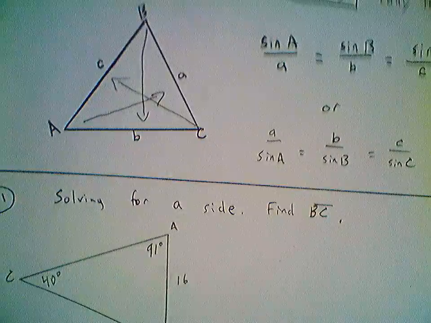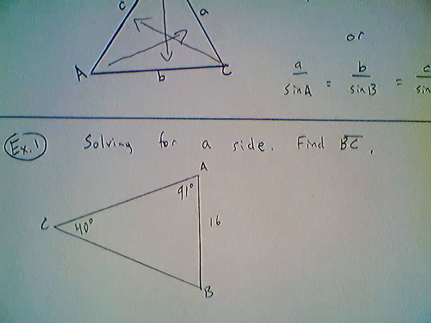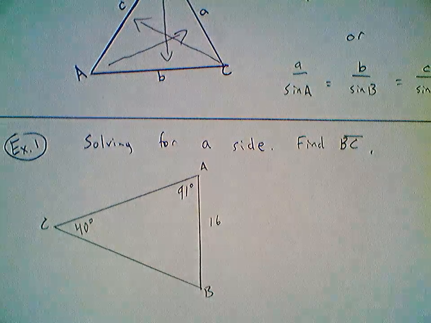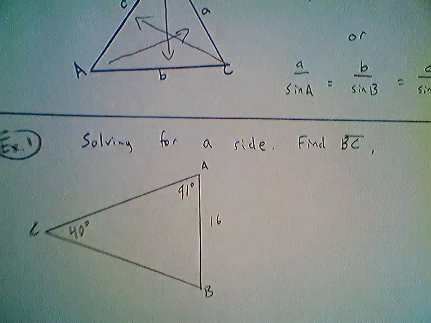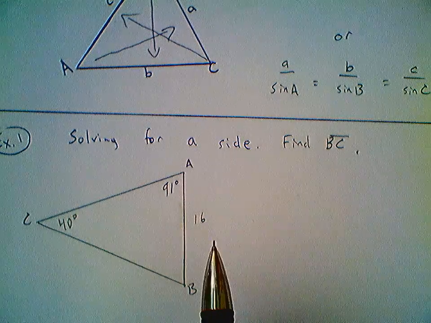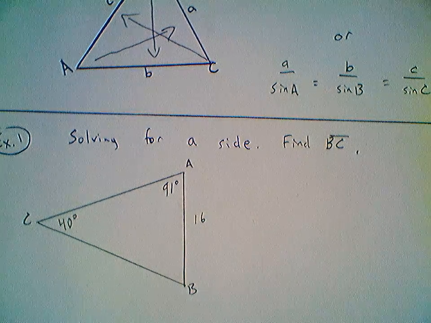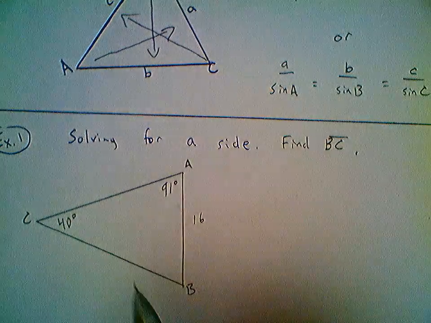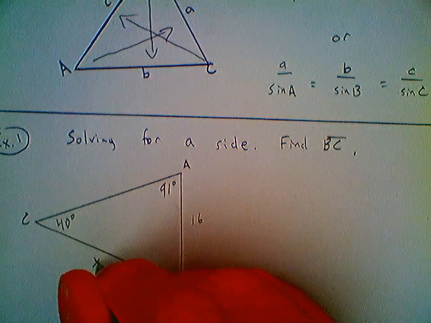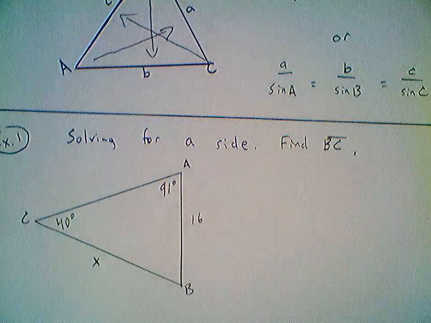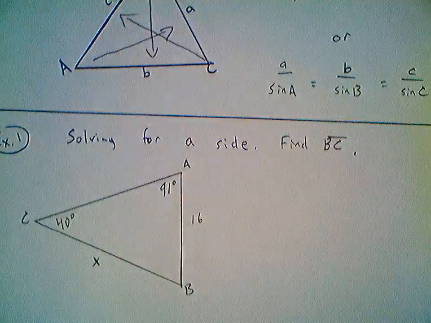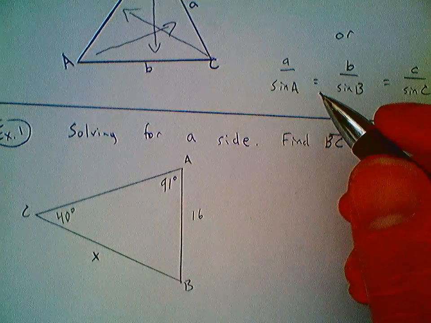So in the first one, we've got a triangle here, and we are asked to find side BC. We're given some limited information here. We know two angles, and we know one side. That's all we know, and we have to find BC. So I'm just going to label that side X. Let's see if we can set up the law of sines here.